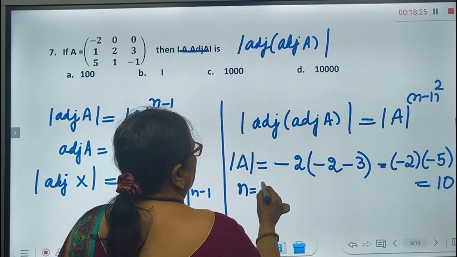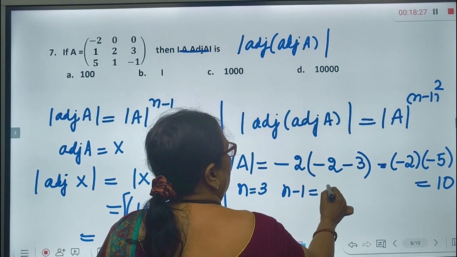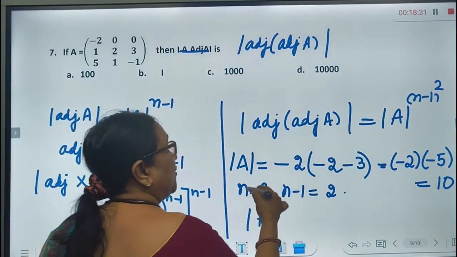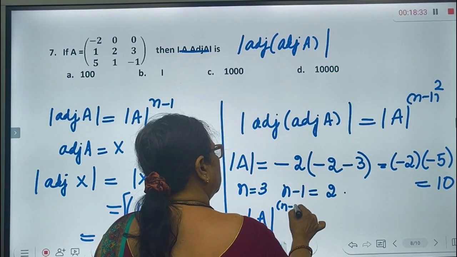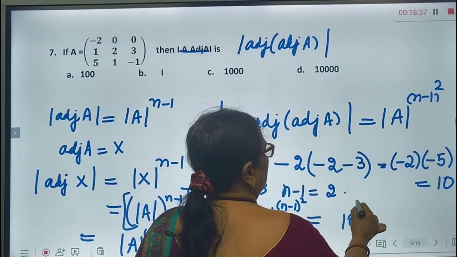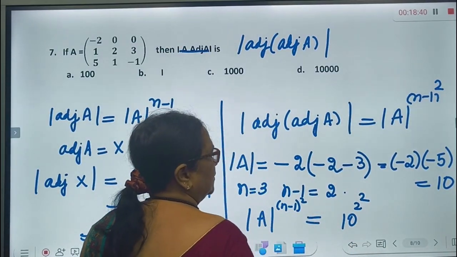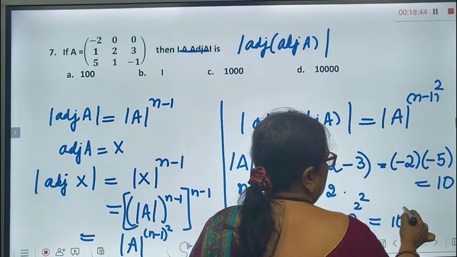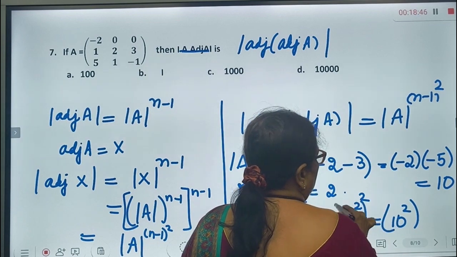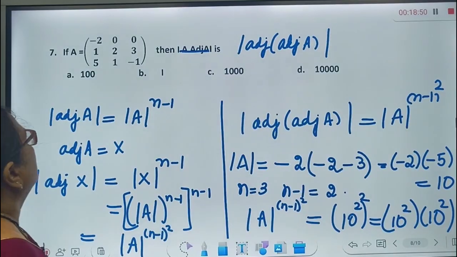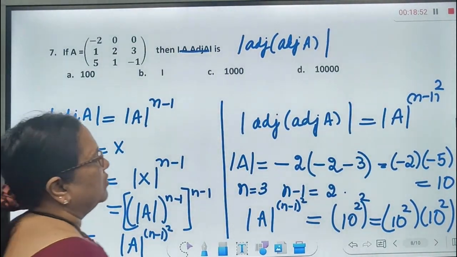What is n? n is 3. So n minus 1 equals 2. So determinant of A to the power n minus 1 square will be, what is determinant of A? 10 to the power 2 square. n minus 1 square. So 10 square into 10 square will be 10 to the power 4. What is 10 to the power 4?